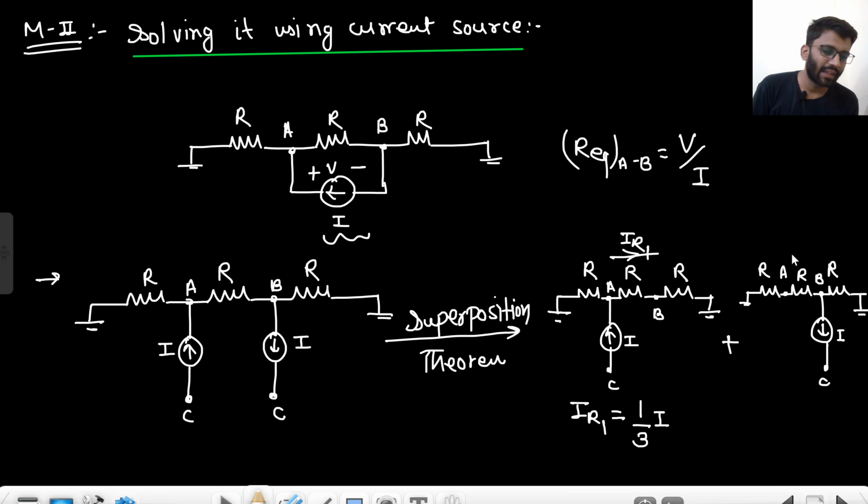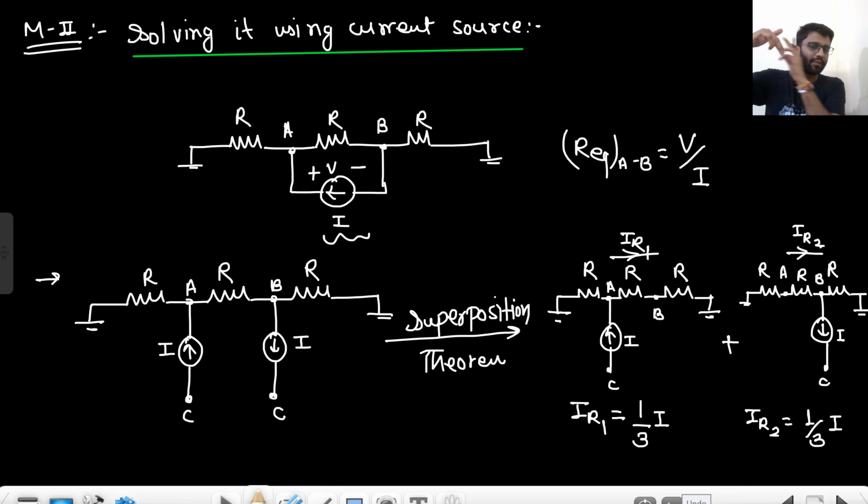Now tell me, again in this resistance, let's call it IR2. What will be the value of IR2? Here higher resistance, here lower resistance. Again it will be 1 by 3 into I. I current is going down. There will be some current coming from here, some current coming from here, right?